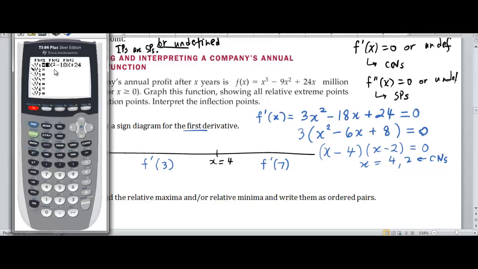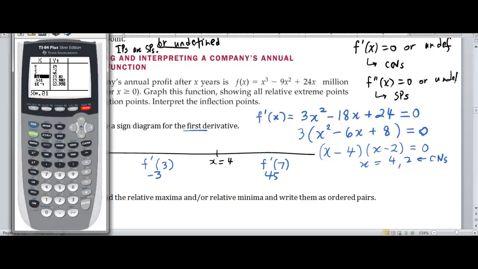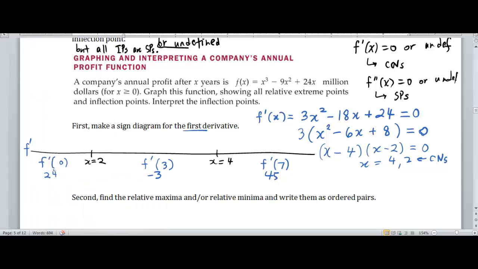So 3x squared minus 18x plus 24. I just want to double check my numbers here: 0, 3, 7, and so 24, negative 3, and 45. So the first derivative is positive, which means my graph is increasing. Here at the critical point, the derivative is 0, which means it's flat. Here it's negative, decreasing, flat, positive, increasing. Again, you're looking at these numbers: positive, going up; negative, going down; positive, going up.